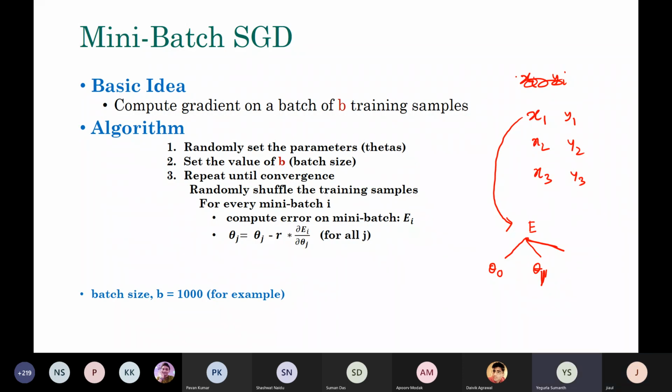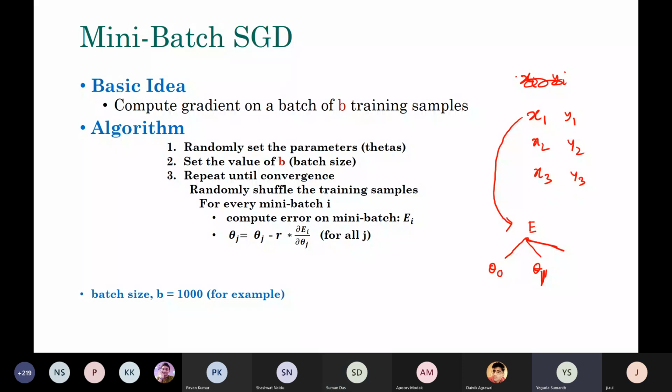Sir, but aren't we dividing all of the training examples in batches of size B? That is true, but think in terms of one update, one jump. For one update, you are only using a batch of B samples, which is much smaller than the entire set of data that you have.